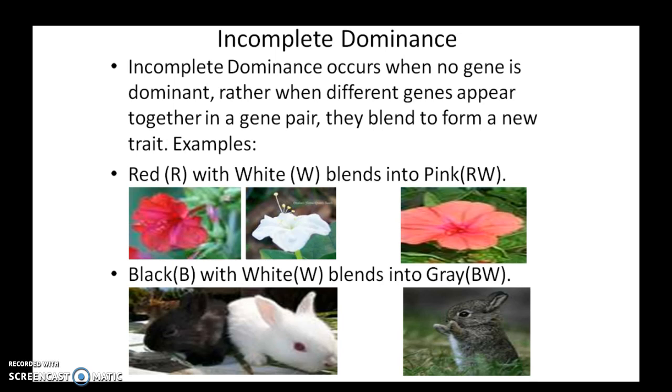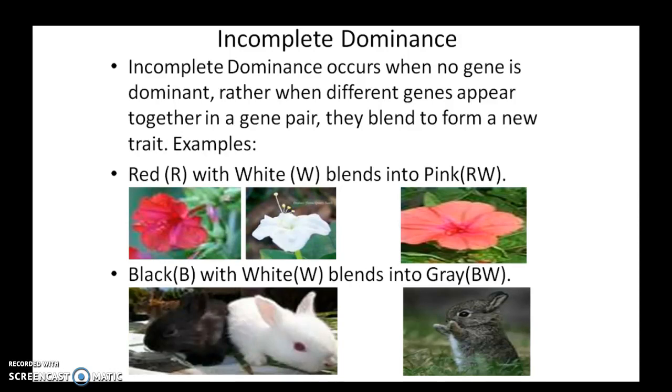So for incomplete dominance, this occurs when no gene is dominant. Rather, when different genes appear together in a gene pair, they blend to form a new trait. So actually, they're both dominant, but they're just not dominant over each other. So our first example here, you see we have a red flower crossing with a white flower. Both red and white are dominant traits, dominant genes, and they will blend to form a heterozygous RW, and that phenotype would actually be pink, not red or white. So sometimes you have this mixture type phenotype.